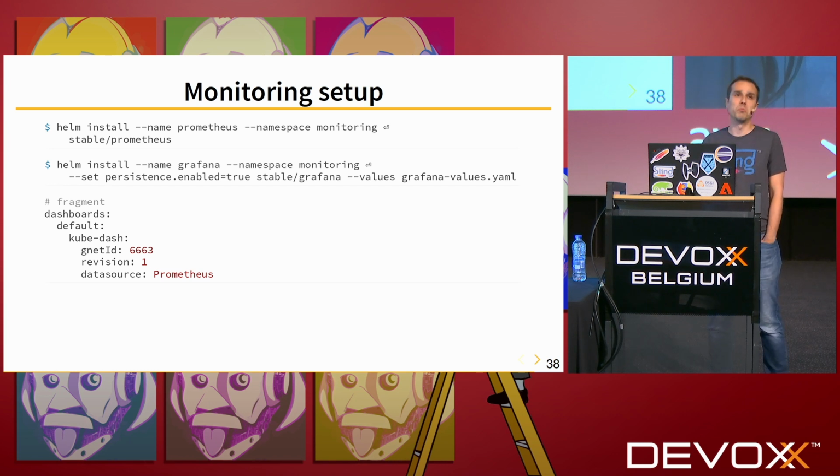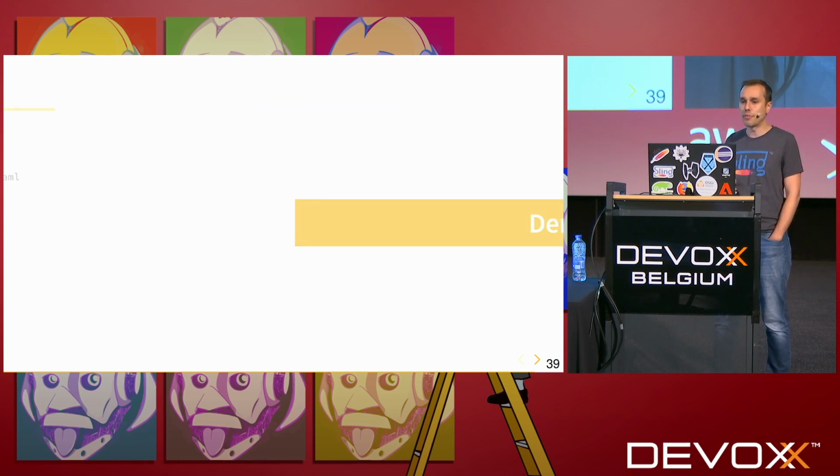dashboards. So the Grafana chart allows you to download dashboard definitions from the Grafana central repository. You can also save them as JSON files locally. And that's a very nice way of automatically provisioning everything.